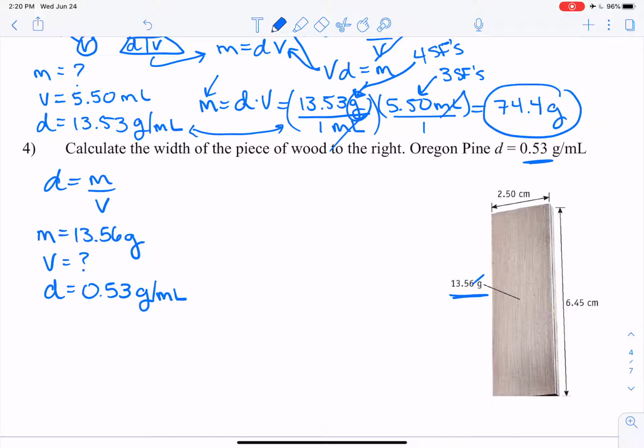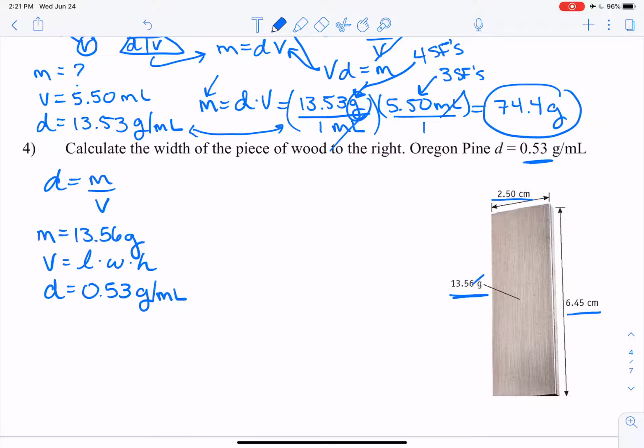Okay, so again, how are we going to solve for the width? Well, the thing about volume in a rectangular object is something that we have to go back to geometry class for. And the equation for the volume of a rectangular object is length times width times height. So if we can solve for the volume, and then we have the length, and we have the height, and it doesn't matter which we call which, we can solve for the width. So let's go ahead and do this.